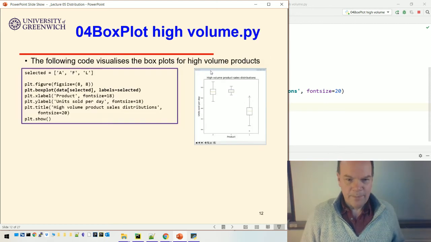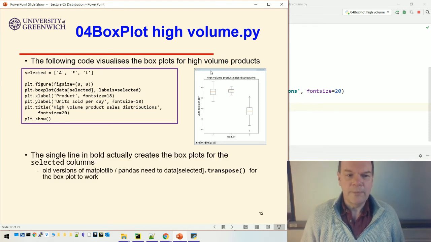Okay, so let's see some examples with our product data. So here's the code that will do that. If we look at the code first of all, the single line in bold is the thing that actually creates the box plot. So this is simpler than using histograms. It's much closer to some of the code we've done, say for example, to do line plots, and we just put in the data, the selected data. So I'm picking those 3 columns of the data frame, the 3 high volume columns, and I can set the labels to match those.